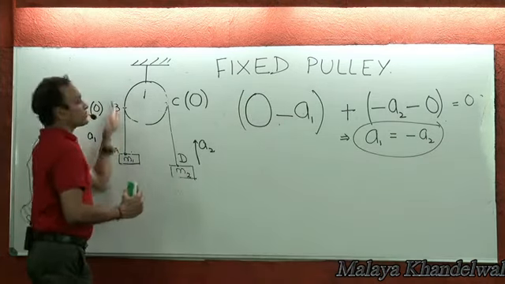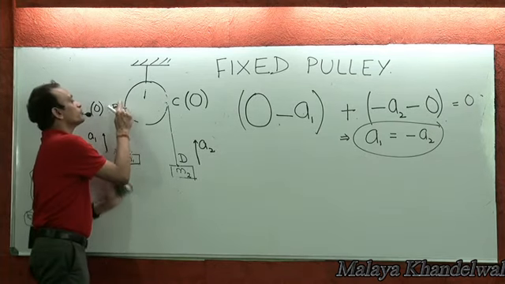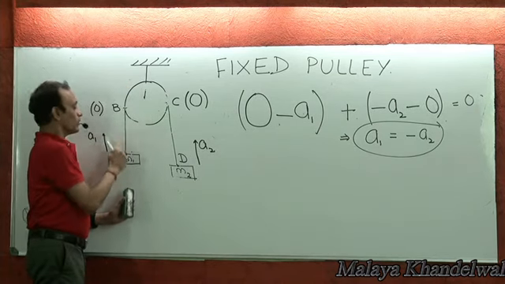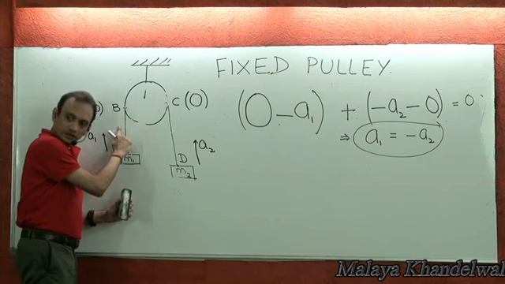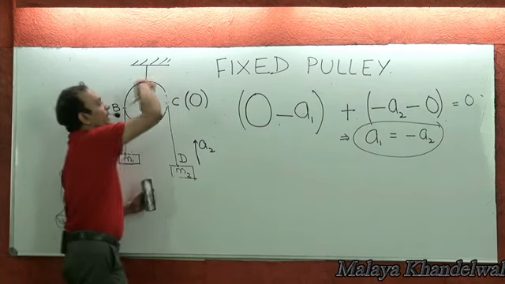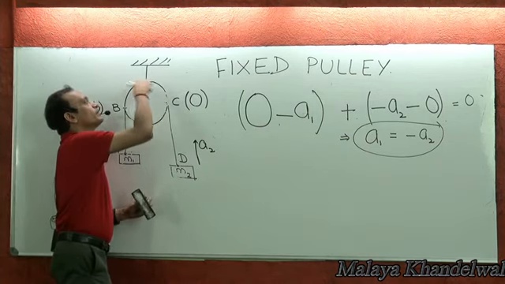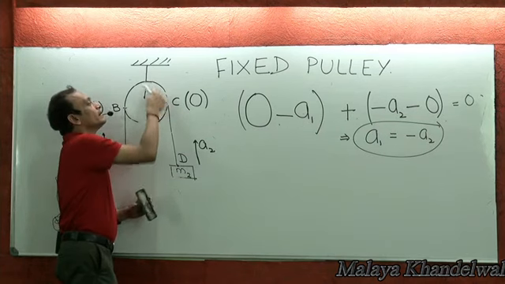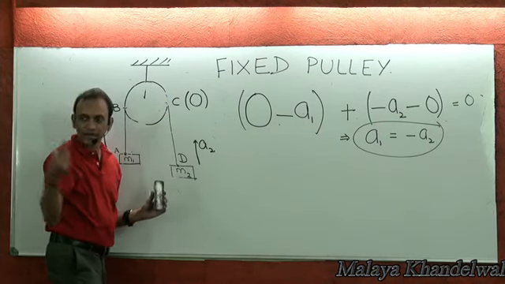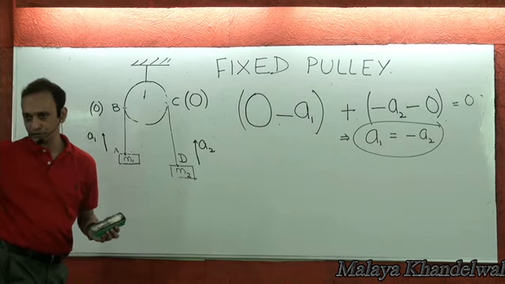See, I'm traveling the string like this. So acceleration of B in this direction, 0, minus acceleration of A in this direction, A1. Then I go this way. This, like I said, will be a passive element because BC is a segment whose length is not changing with time. So I will not bother about it, right?